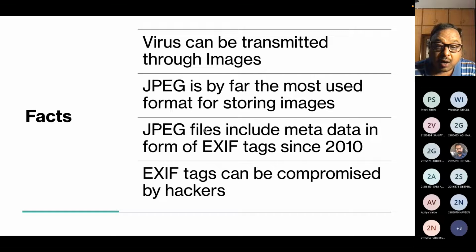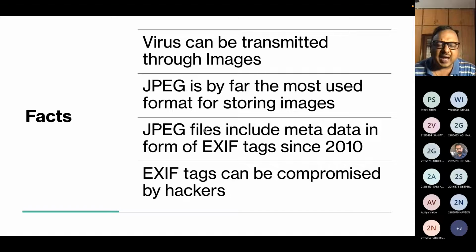Now, what JPEG format designers did was, in 2010, they introduced an aspect in the JPEG file which is known as EXIF tags. EXIF tags are basically utilized for storing metadata of the JPEG files. Like you can store which camera took the image, what was the location. You can pin down the time when the photograph was taken, and a lot of information. There is so much information stored in the EXIF tags.